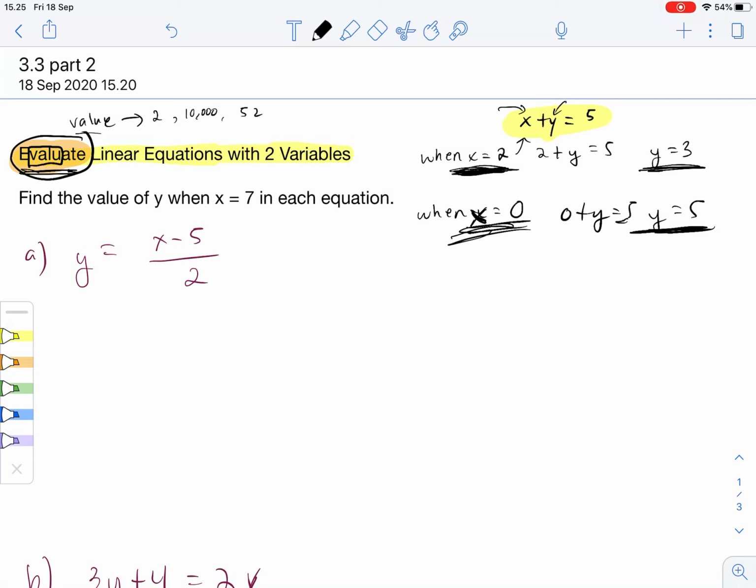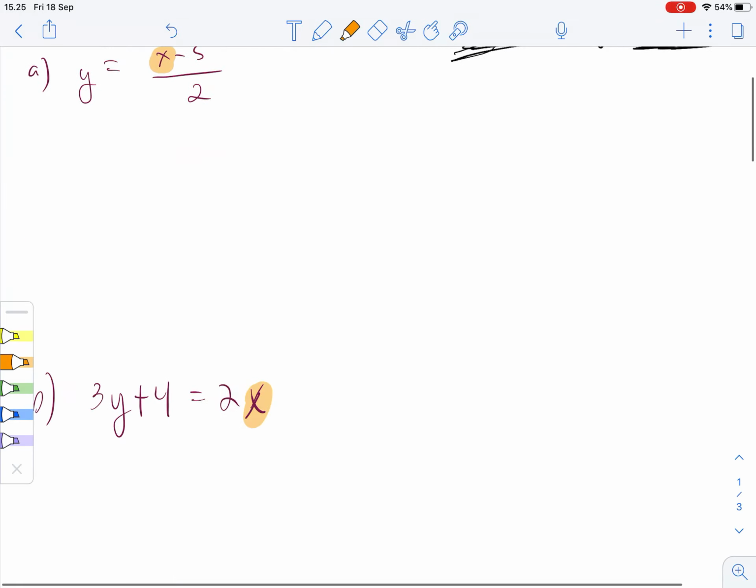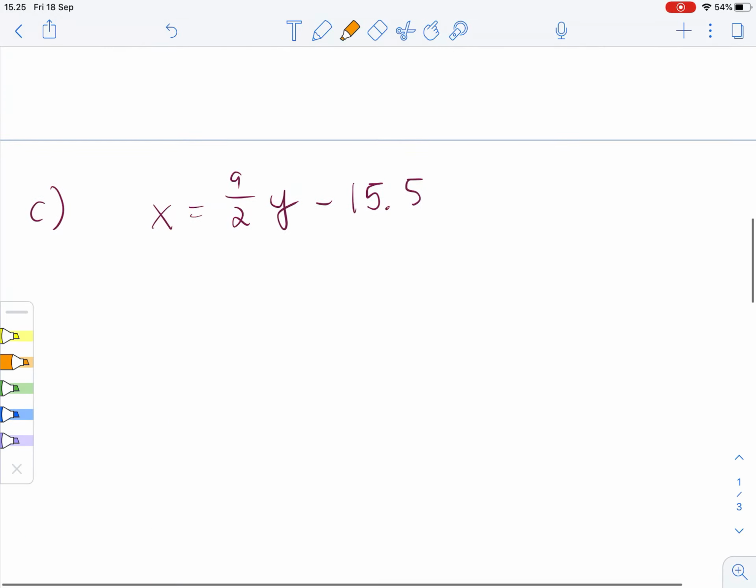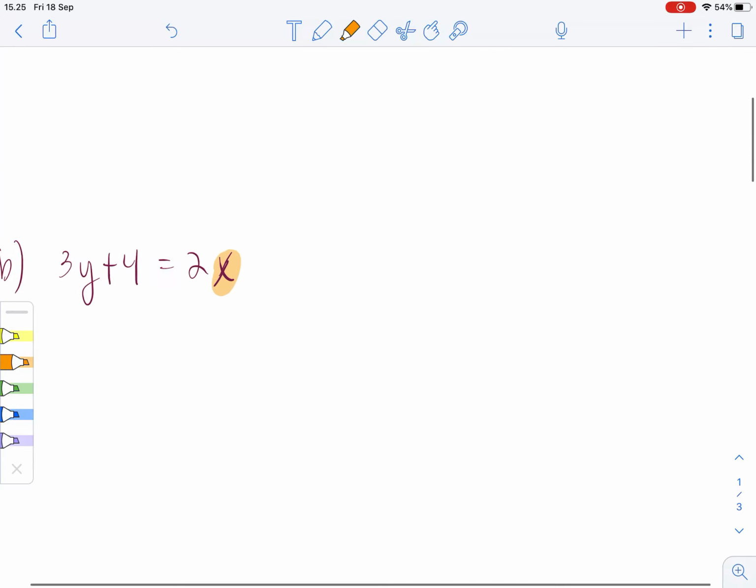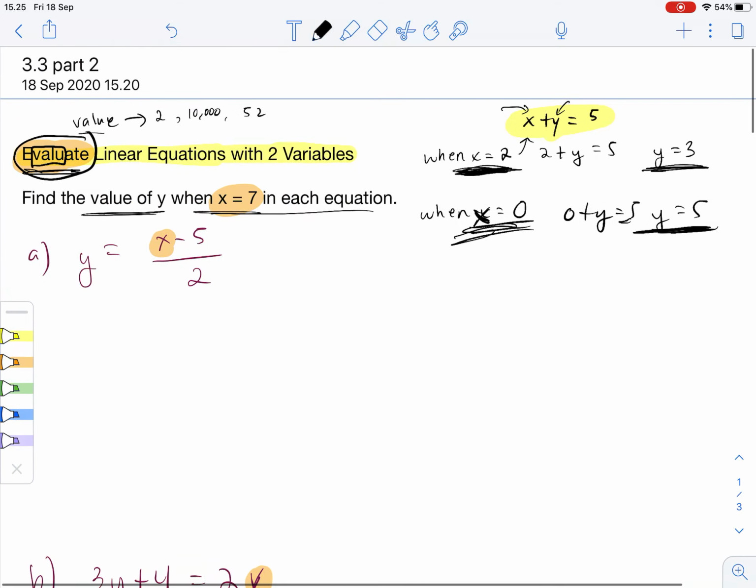So let's look at our first example here. We want to find the value of y when x is equal to 7 in each of the equations. So x is going to be 7 in each of these equations that we're going to look at, and we want to find the value of y. Let's start with a here first. So I have y equals x minus 5 divided by 2.